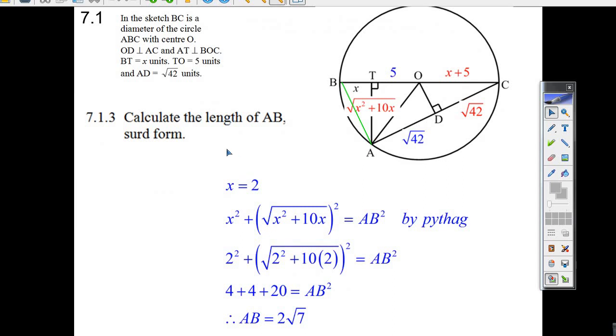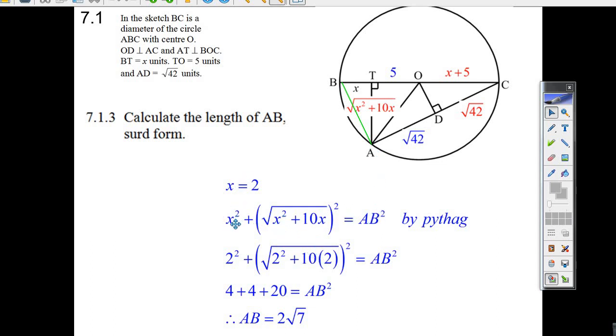Okay, let's just try the last one. Calculate the length of AB in surd form. Well, we've got this AB. We've got TA, which is root X squared plus 10X, and we've got TB, which is X. Well, that's a right-angled triangle. So if we square the X and we square the TA and we add them together, we should get AB squared. Just do Pythagoras.